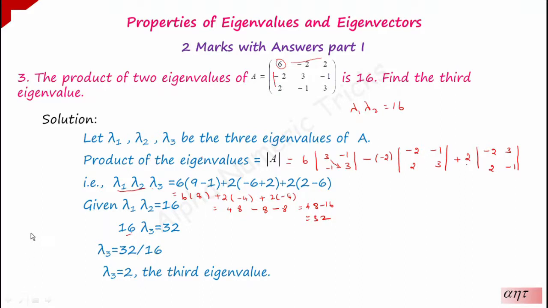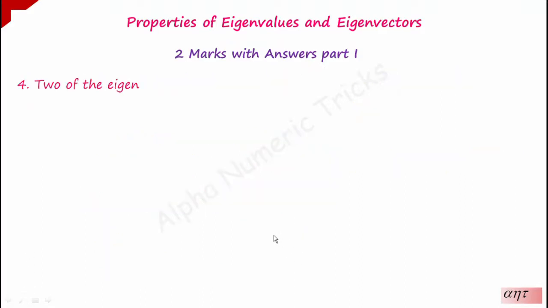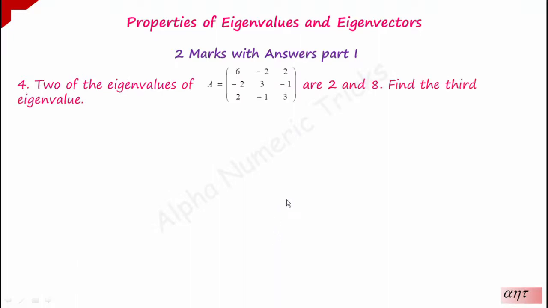So using the properties. The fourth problem is 2 of the eigenvalues of A are 2 and 8 is given. We have to find out the third eigenvalue. Here 2 of the eigenvalues are given, which is lambda1 is 2 and lambda2 is equal to 8. The previous problem product of eigenvalues is given. Here 2 of eigenvalues are given. Okay. We have to find out the third eigenvalue. We take that lambda1 to be 2 and the lambda2 to be 8.